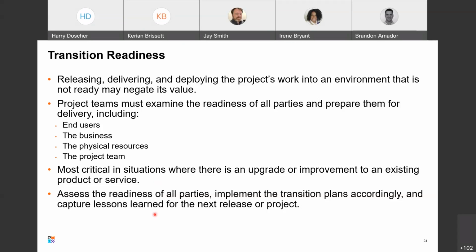Now, you need to assess the readiness of all parties, implement the transition plans accordingly, and capture any of the lessons learned for the next release or the next phase of the project.